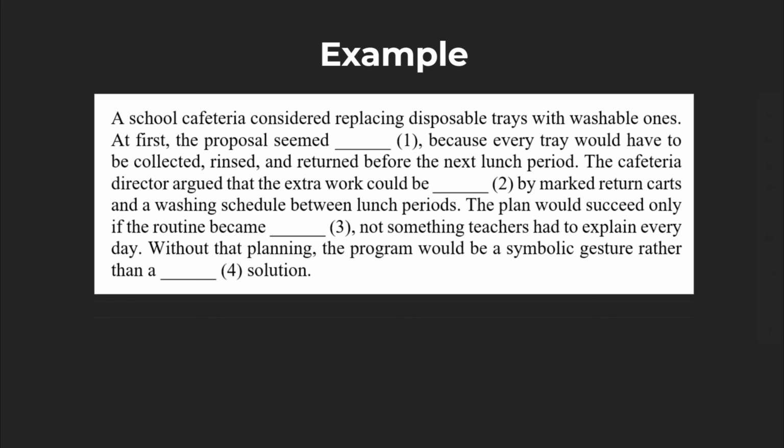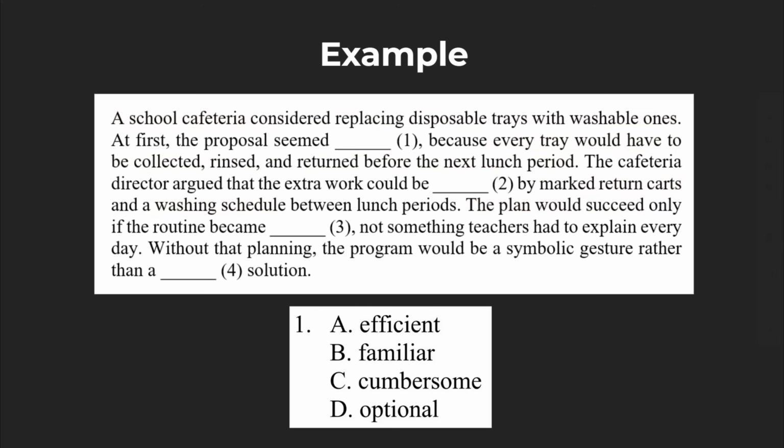Before looking at the choices, let's understand the passage. The passage is about a school cafeteria considering whether to replace disposable trays with washable ones. We see that the idea sounds difficult because every tray would need to be collected, rinsed, and returned before the next lunch period. But the plan could work if the cafeteria has the right system in place, with marked return carts and a washing schedule. Now let's solve the blanks one by one.